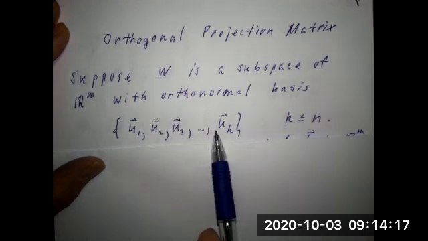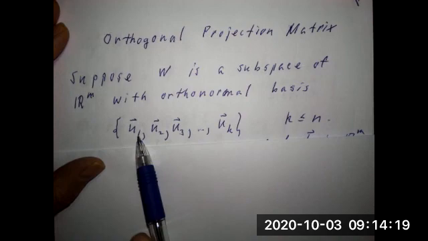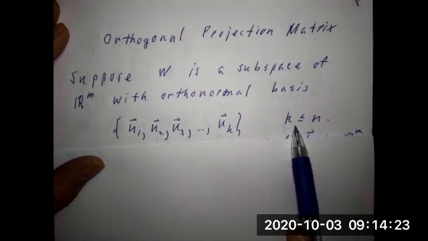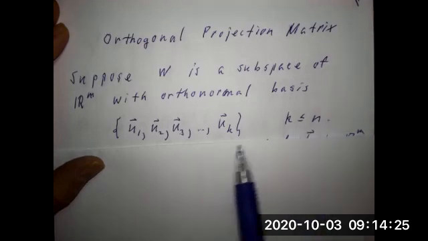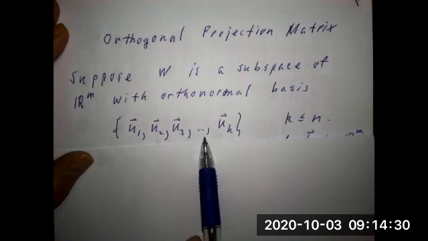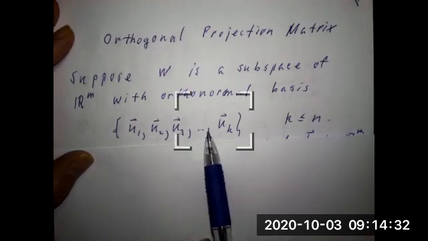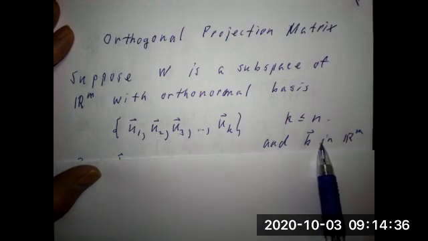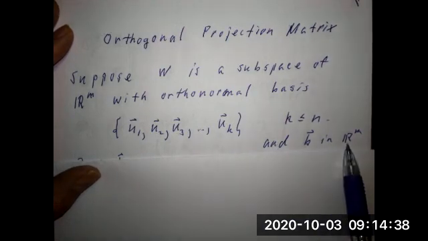u2, u3 up to u sub k. So each of these vectors has length 1 and they are pairwise orthogonal, and we're going to assume that k is less than or equal to n. A very typical example would be in R3, where we have two orthonormal vectors whose span is a plane. And let's suppose we start with a vector b that's also in Rm.